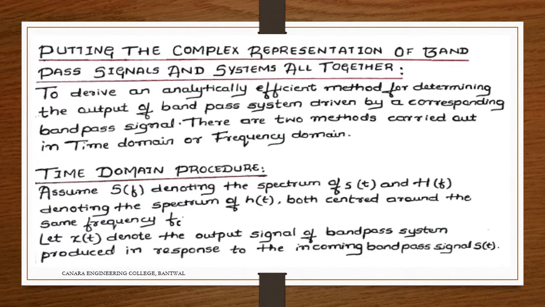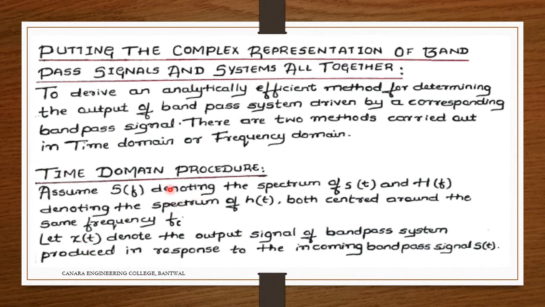Now we try to put this in terms of a bandpass signal altogether. How to do it? We derive an analytically efficient method for determining the output of a bandpass system driven by a corresponding bandpass signal. There are two methods, one is the time domain, another is the frequency domain. As we know, doing all these equations in the time domain has some complexity, will consume more time, and also require more steps. But when compared to the frequency domain, the steps are fewer and we get it in a more efficient way. So we'll look into the time domain procedure and also the frequency domain procedure, and then we try to compare whether what we said earlier is true or false.